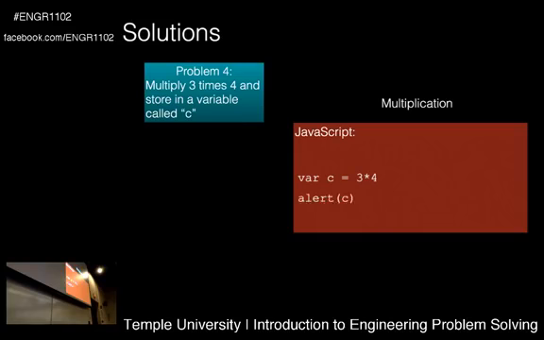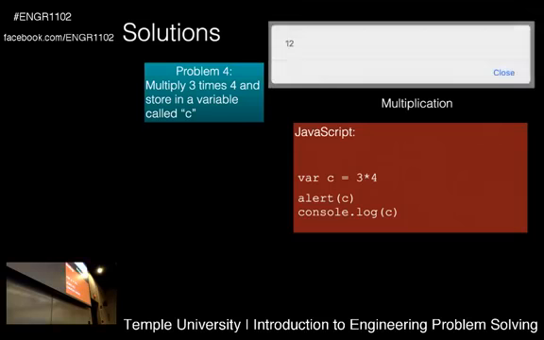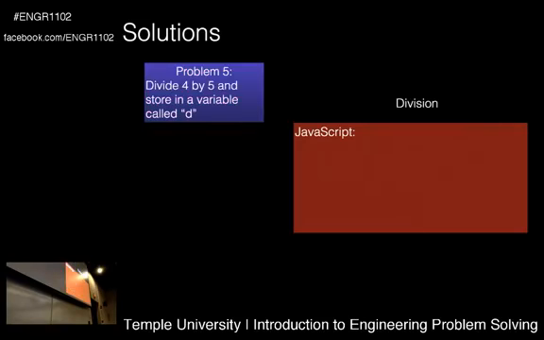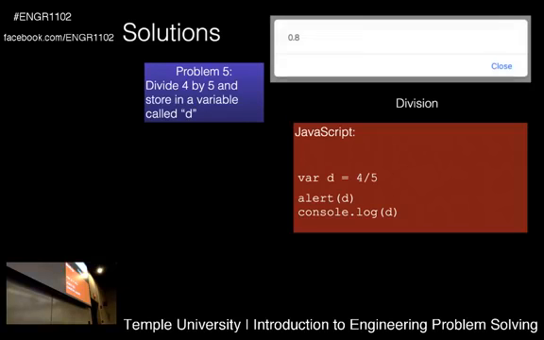3 times 4. Remind me of my arithmetic here. What am I going to get? 12. Okay, cool. Just making sure we're awake. All right, we got division here. That's just the divide sign, the slash. And too much animation in your slides, Dr. Farrar. 4 over 5 is 0.8.